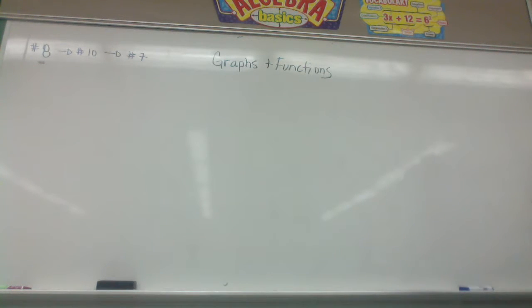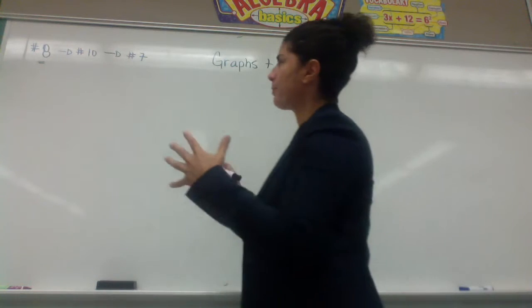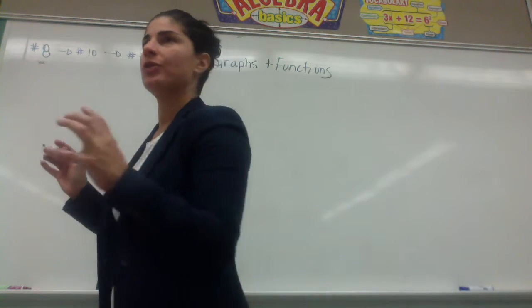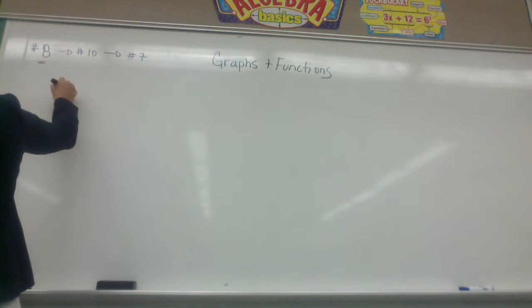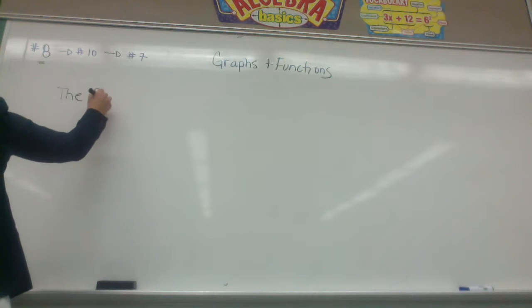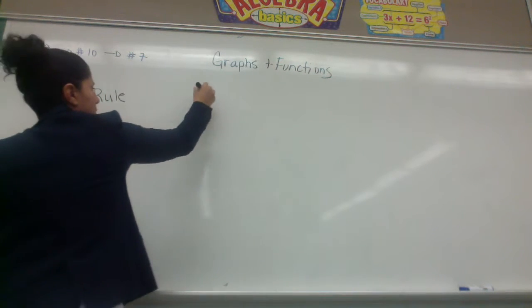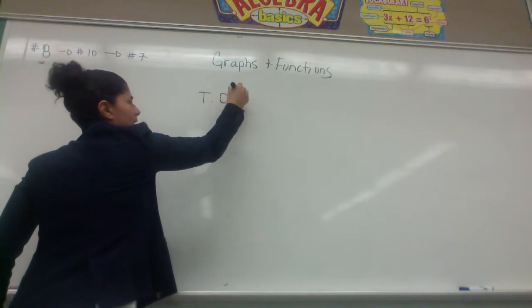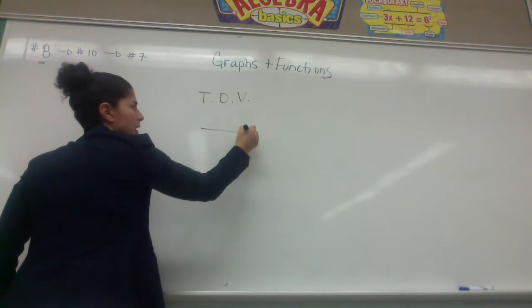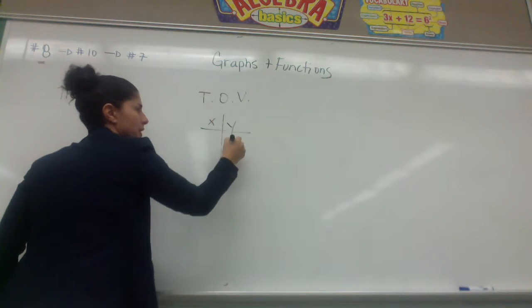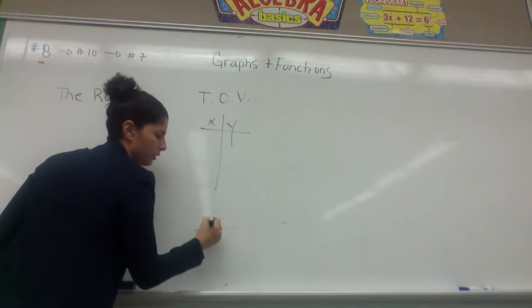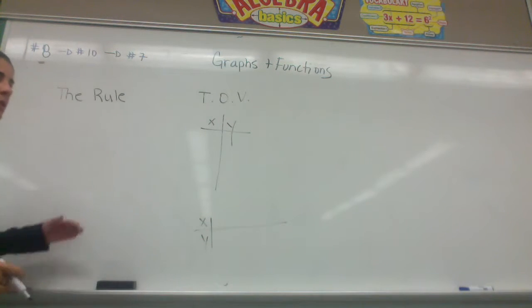So today's lesson, I'm going to tie in everything that we've been doing with the rule. There's four pieces to this puzzle. We have the rule, which we've been learning about. We have the table of values, which looks like this. This was our table of values.